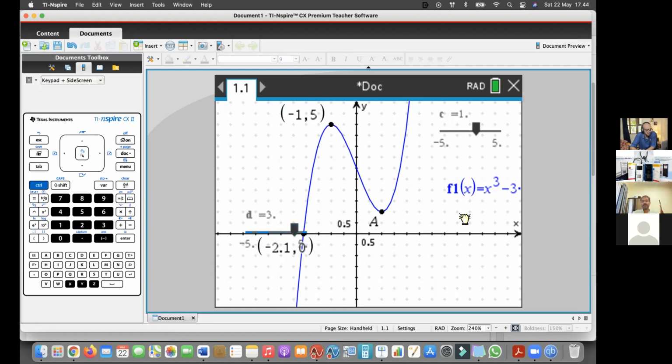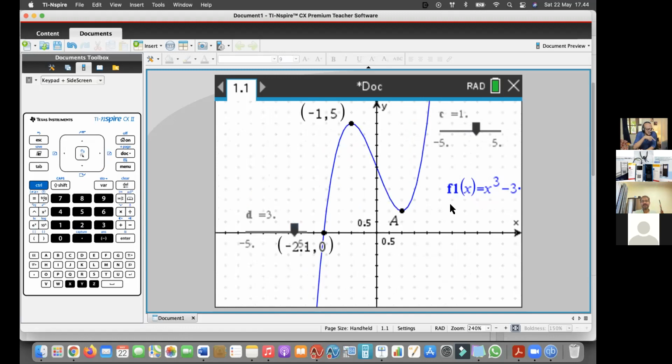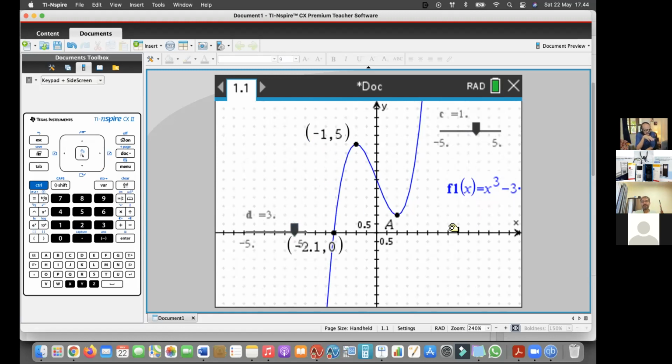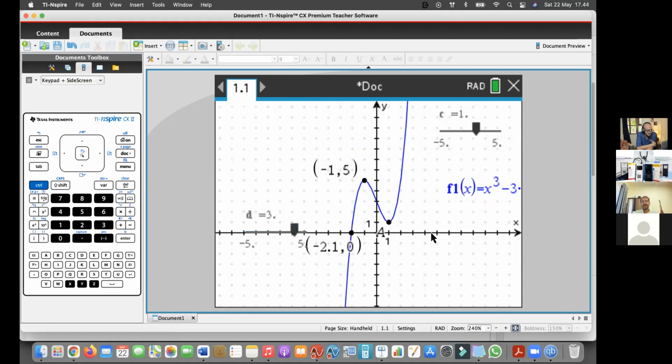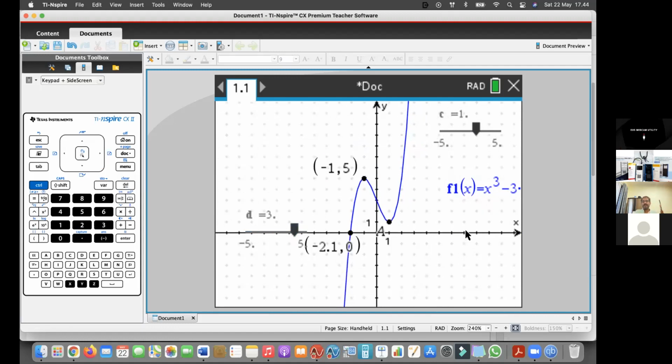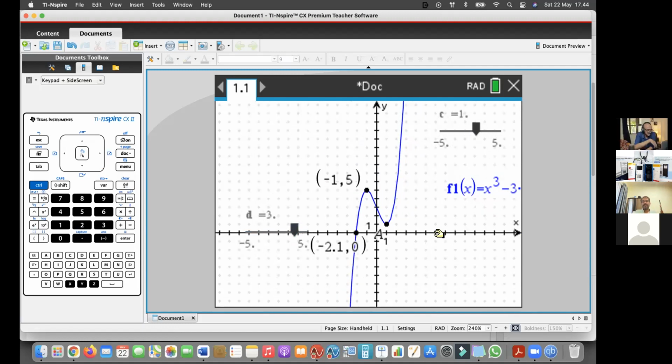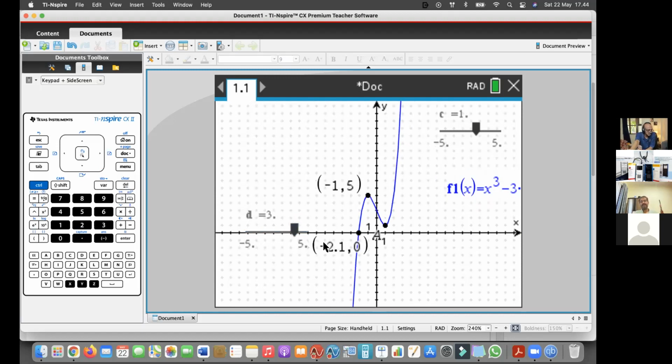Or what is the other condition? Anyone? Should the value of D be less than 2? Either the value of D should be less than 2. Okay. Now, someone has said maximum below the x-axis. Someone said that. Wonderful, wonderful.